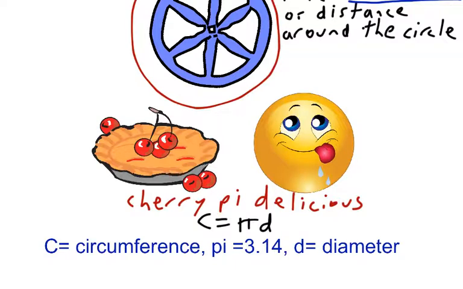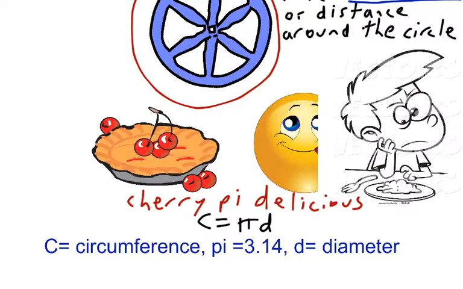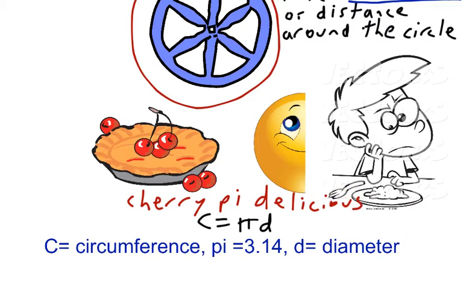So cherry pie delicious. And personally, I'm an apple pie guy, but hey, cherry pies can be good too, right? No, you don't think so? I can't blame you. Anyway, just remember that cherry pie delicious for the formula. You don't have to like cherry pie.